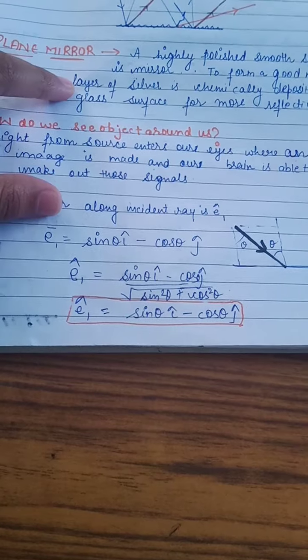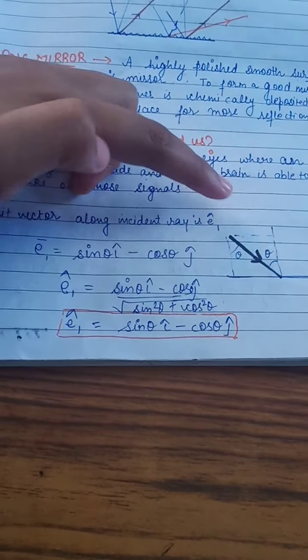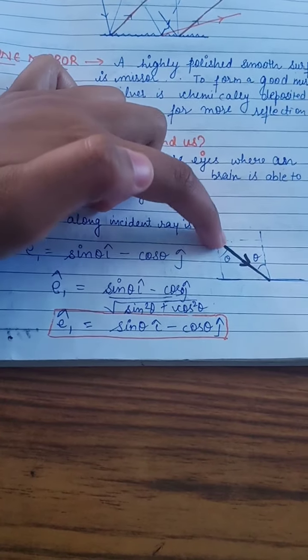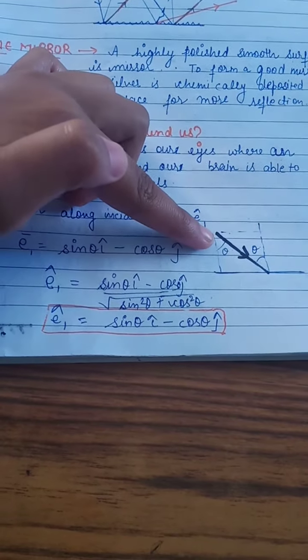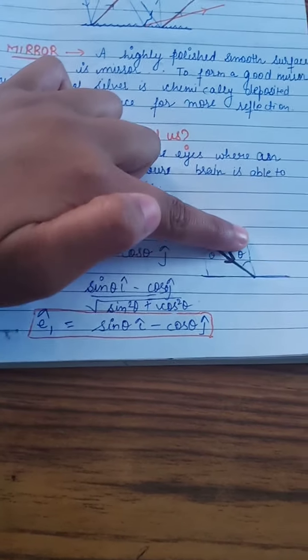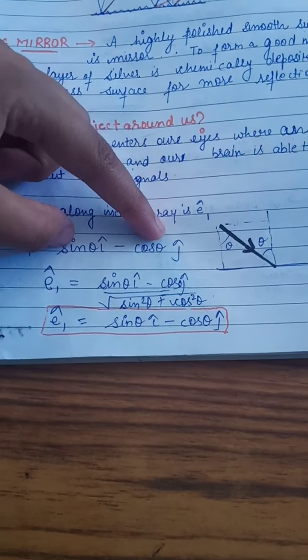Now if I consider the E1 vector, that is the total vector, then its value will be, on this side, cos theta j cap, and as it is opposite, it has a minus sign, and on this side it will be sin theta i cap. Now I have written this.